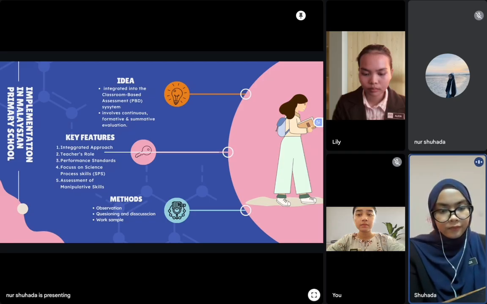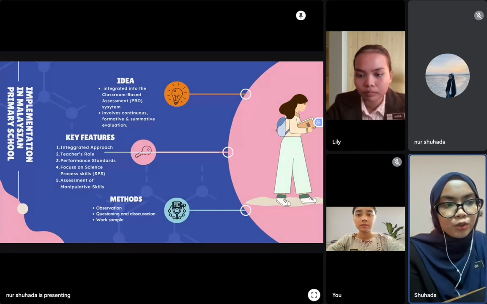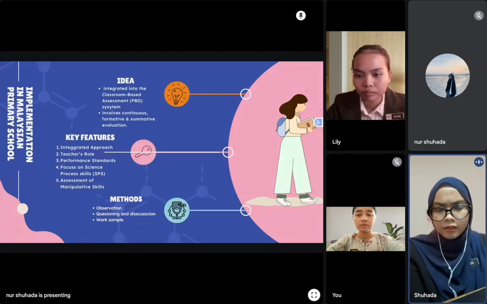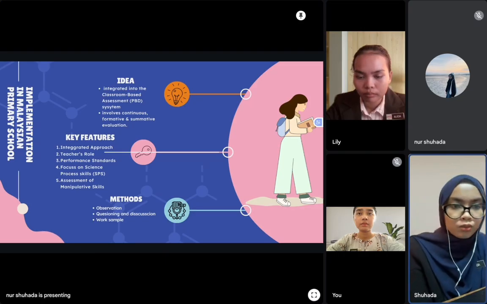Next, performance standard, mastery level. Assessment is determined through performance standards, typically categorized into 6 mastery levels. Level 1 to 6.